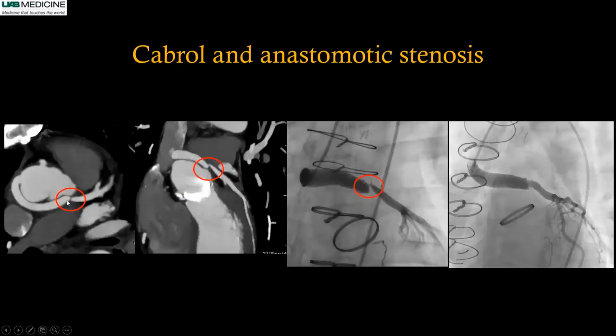And here are the static images. You can see very tight narrowing. There is a good distal flow, but this is very, very tight narrowing. And that's probably the reason he was having severe chest pain. The patient underwent cath, and it corresponded exactly to what we saw. He underwent stenting, and he was doing well after this.